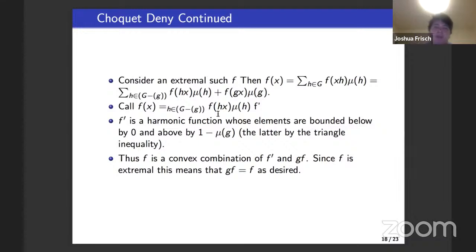So I want to be clear, we were very much using the commutativity. In particular, it was very important to use commutativity to go from f of xg to f of gx. Without commutativity, you don't have that. So via a slick, almost abstract nonsense argument, we get that for all abelian groups and all measures, you only have bounded harmonic functions.